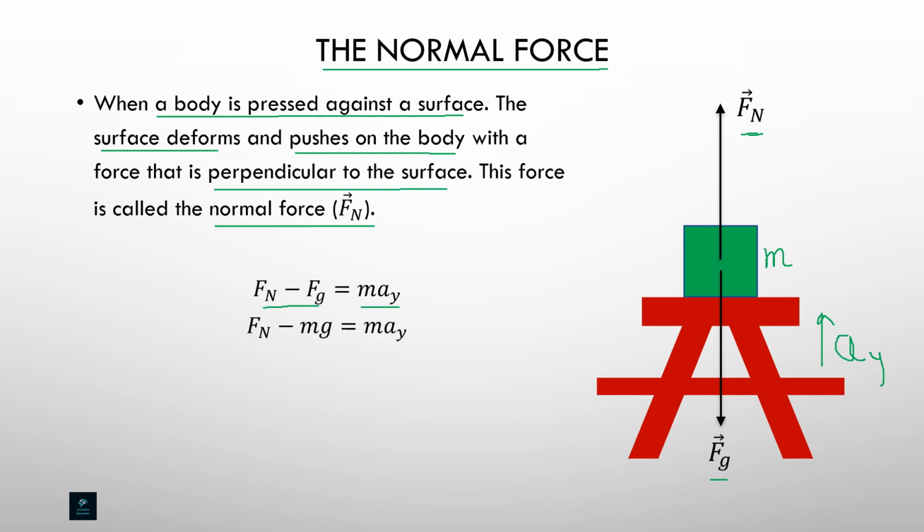Now Fg is equal to mg, therefore Fn minus mg is equal to m times ay. Rearranging it, we obtain Fn equals m times (g plus ay). This means that the normal force experienced by a body of mass m which is lying on a surface that is accelerating by ay is mass times the sum of free fall acceleration and the acceleration that the body experiences by direction.